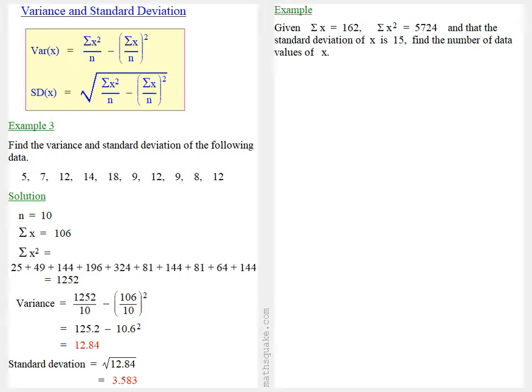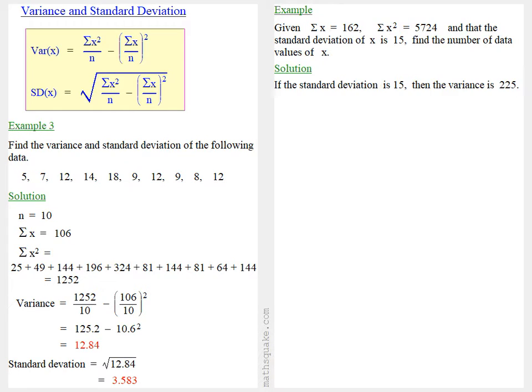Now let's have a look at a slightly harder example. We are given a set of data and we're told that the sum of all the data values is 162. We're told that the sum of all the data values squared is 5,724. And we're also told the standard deviation is 15. We have to find the number of data values of x. Well, this is a slightly harder problem, but let's have a look at it.